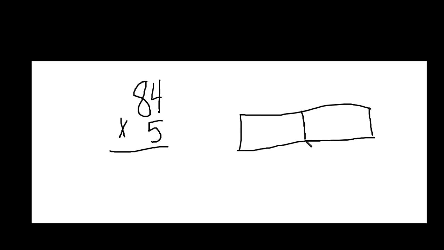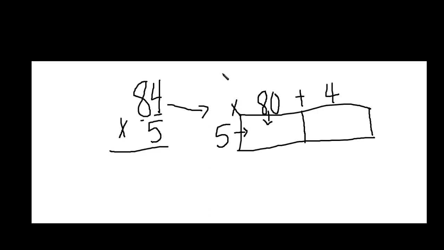And it's going to have 2 sections to it because 84 has 2 digits. You're going to write 84 in expanded form: 80 plus 4. And then you're going to put 5 here. You're going to multiply. In this box, you're going to do 5 times 80.